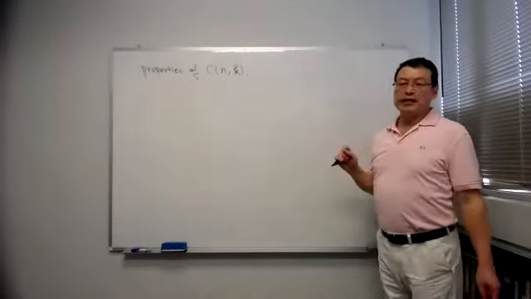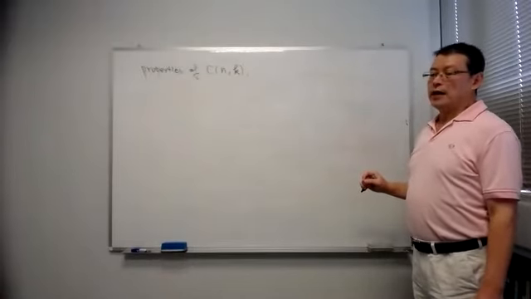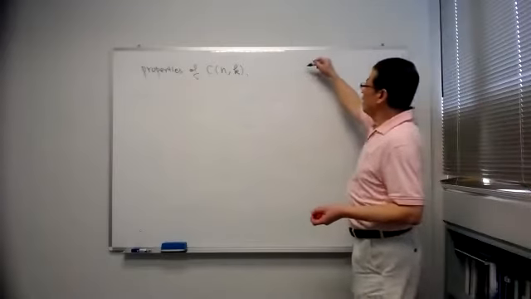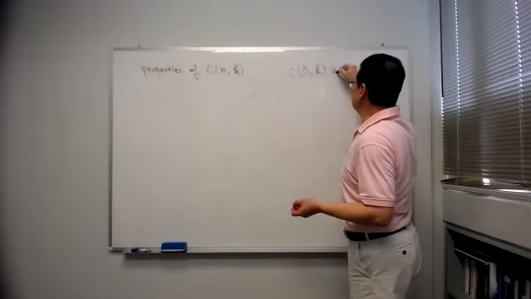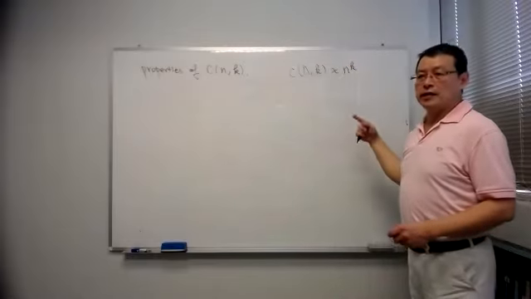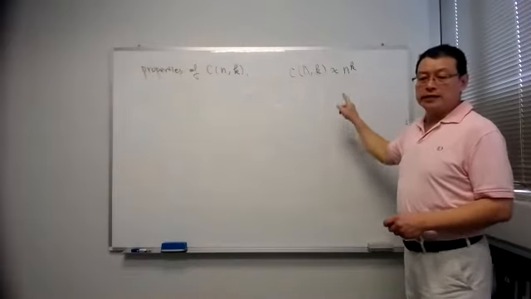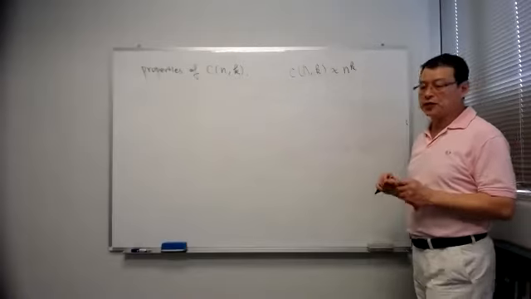Okay, this number grows very fast. Of course, roughly n choose k is roughly n to the power k. So it grows very fast. There are some important properties of this one that you should know.